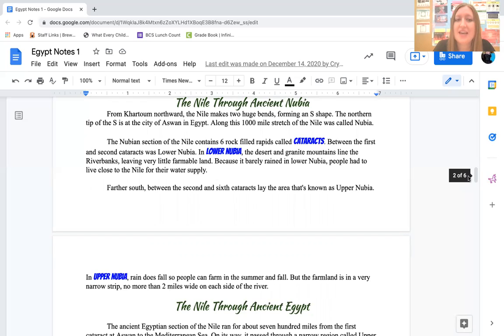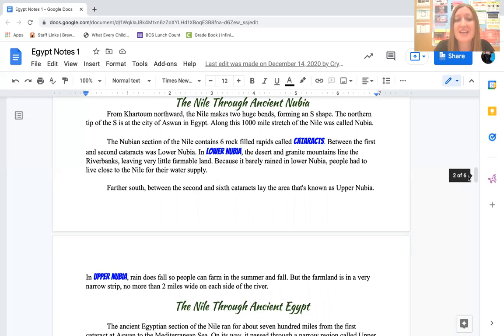Between the first and second cataracts was Lower Nubia. So Lower Nubia, Upper Nubia, just like Egypt. In Lower Nubia, the desert and granite mountains line the riverbanks, leaving very little farmable land. Because it barely rained in Lower Nubia, people had to live close to the Nile for their water supply.